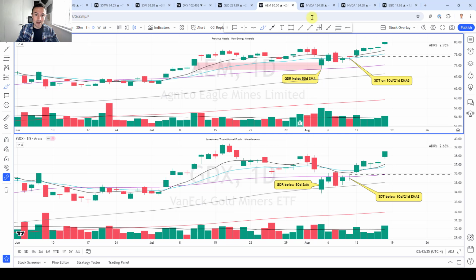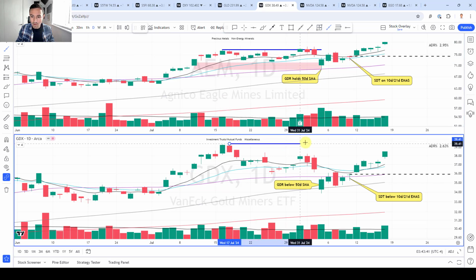You could also look at it relative over here as well. So I'm trying to give you some practical things to take away, right? If you look here as well, okay, on the rally attempt. So if we look here to here, note that GDX, did it even get near the prior highs?